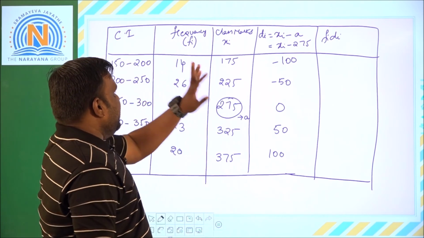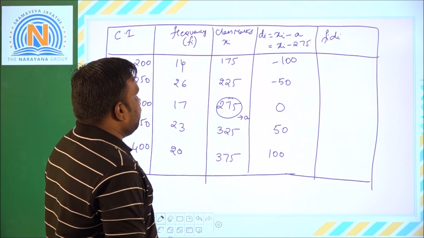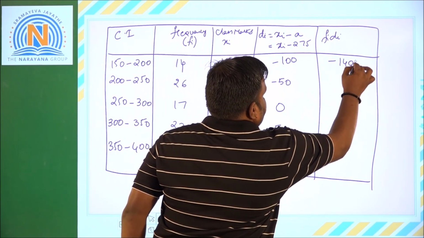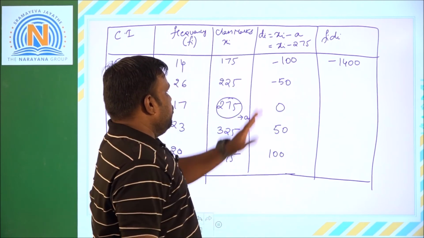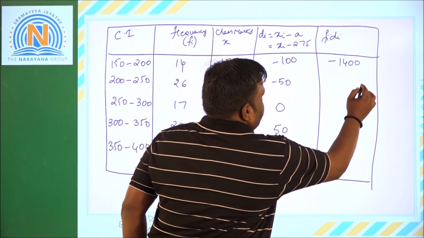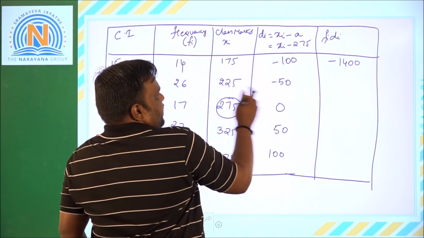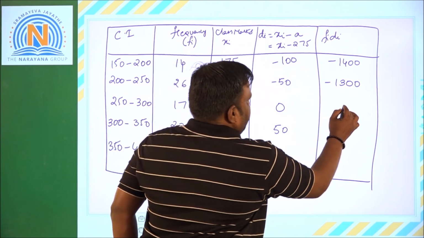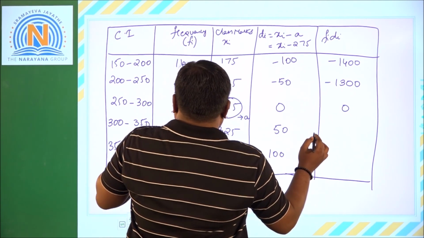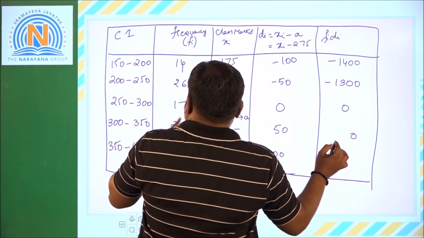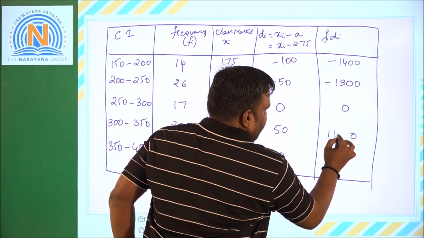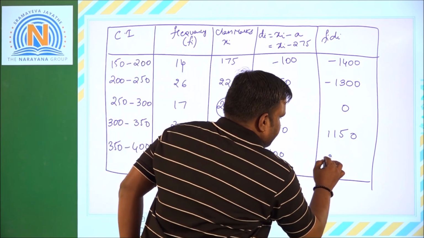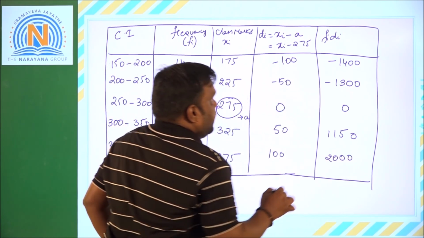Next, fi di. Multiply the frequencies and the di values, the deviations. So 14 into minus 100 will be minus 1400. Next, 26 into minus 50 is minus 1300. 17 into 0 is 0, and next 23 into 50 is 1150, and 20 into 100 will give you 2000. So here we got the values of fi di.